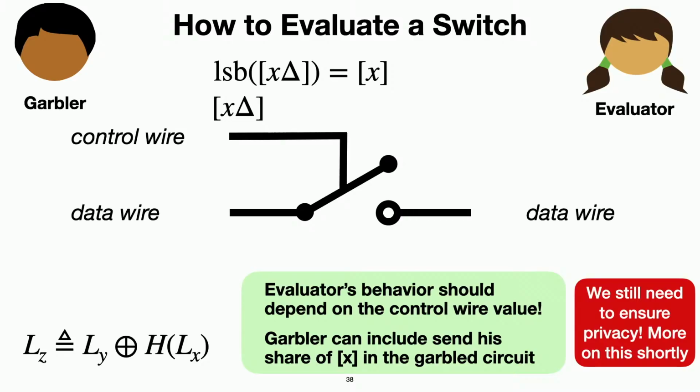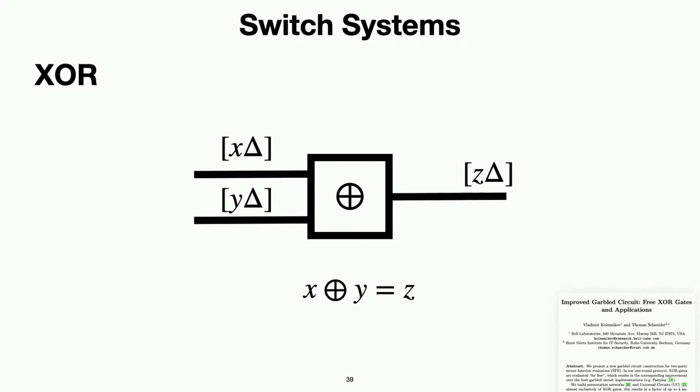But there's a very obvious problem, which is that now the evaluator's learning all of these control wire values. Imagine some big computation with these switches all over the place. The evaluator at the end of the computation knows the setting of every switch in the circuit. She knows whether each one is open or closed. Surely that's a problem. Well, yes, it's a problem, but we can solve it. We'll come to that in a moment.